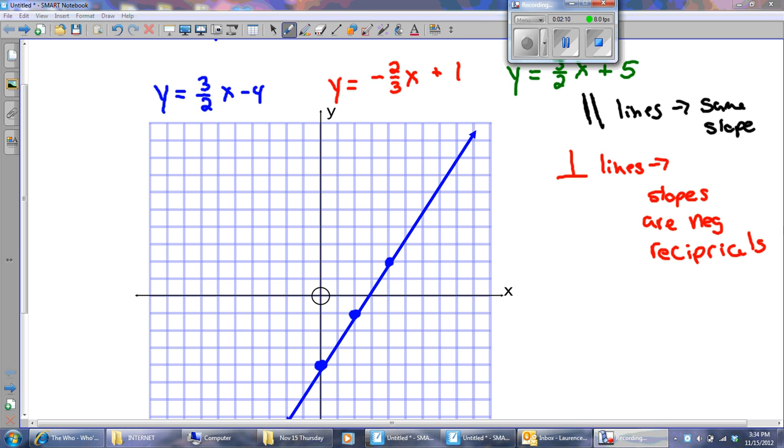Now I'm going to graph the red line, and it has a slope of -2/3. It kind of looks like 3/2, but it's flipped and the sign is changed. That's a negative reciprocal. You see that? You have 3/2 here, but here you have the negative of 2/3. That's a negative reciprocal. I'm expecting this to produce a perpendicular line.